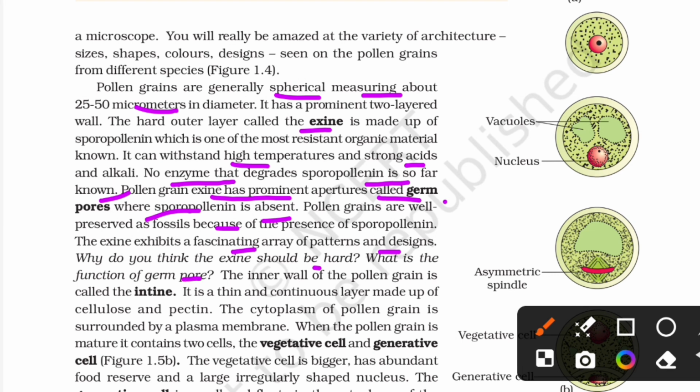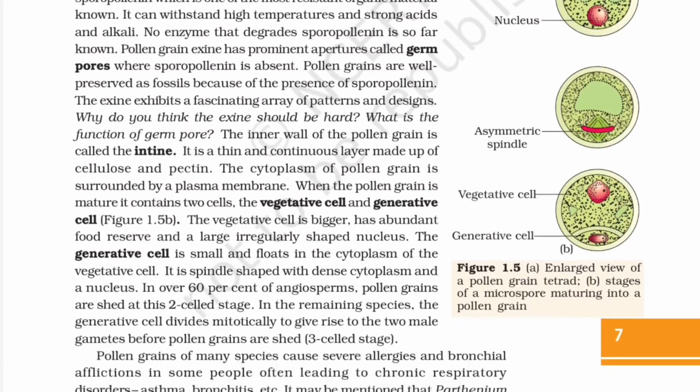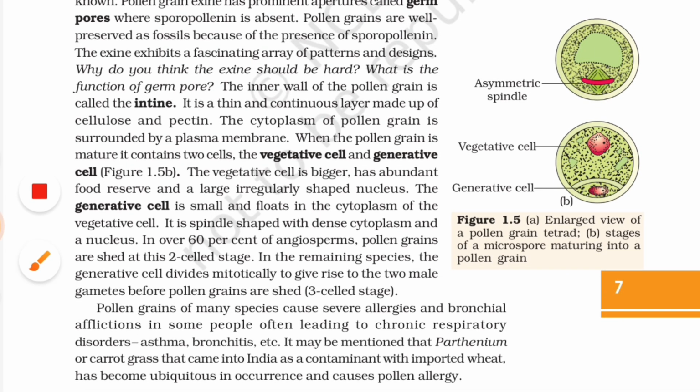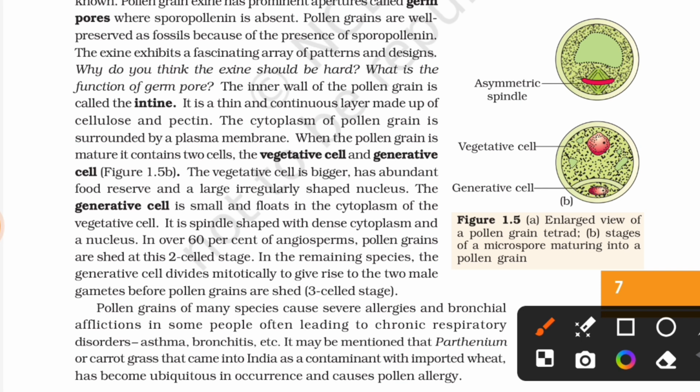The inner wall of the pollen grain is called the intine. It is a thin and continuous layer made up of cellulose and pectin. The cytoplasm of the pollen grain is surrounded by a plasma membrane. When a pollen grain is mature, it contains 2 cells, the vegetative cell and the generative cell.